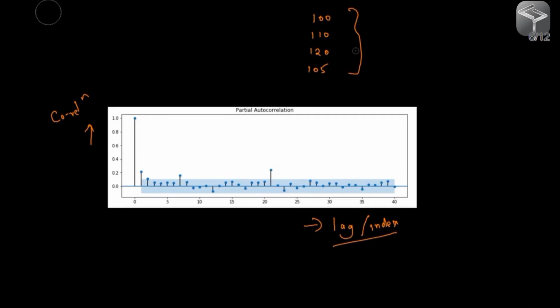You will see over here, this is my correlation equal to 1. It means 100 with 100 has a correlation of 1. That is what this line tells. In a similar way, this one tells that 100 with 110 has some correlation of somewhere close to 0.2. So this is my correlation of 0.2. And now you will see over here at index 2, your correlation value is below the boundary. It means you can consider your P value as 2.